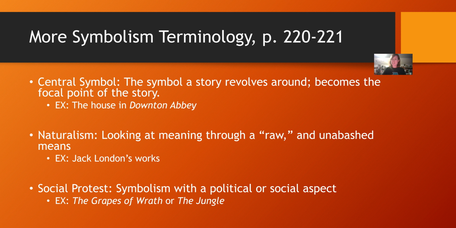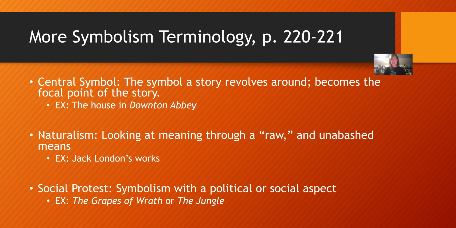Some other symbolic terminology: naturalism means looking at a story with a raw, unabashed flavor. Jack London, who wrote To Build a Fire and several other stories, has a very naturalistic take on symbolism. It's all connected to nature and to man's struggle against nature. It's all very raw, organic symbolism. There's not anything surreal about it. It's all very natural and objective.